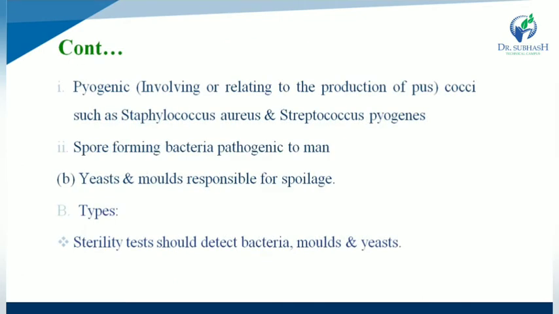and pyogenic cocci such as Staphylococcus aureus and Streptococcus pyogenes. Next one is spore-forming bacteria pathogenic to man. Second one, yeast and mold that are responsible for spoilage. Types. In types, the sterility test should detect bacteria, mold as well as yeast. So the sterility test is performed for detection of bacteria, mold and yeast.